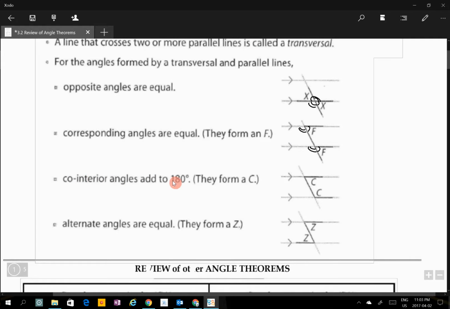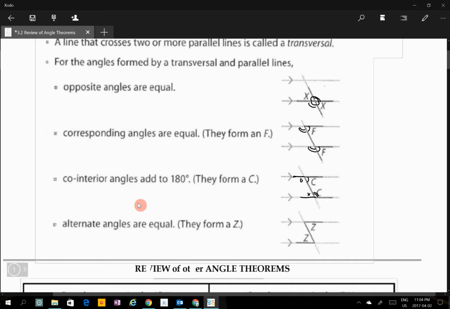Co-interior angles add to 180 degrees. So here are two parallel lines. The transversal inside, these are my interior angles. These two angles add up to 180 degrees. The picture might be a little confusing: C and C does not mean that they are the same angle. They're just trying to show you that this forms a C, and that the two angles here add up to 180 degrees. You can also reverse your C, invert it around. You can say these two angles also add up to 180 degrees. So let's just show them like this, two different angles.